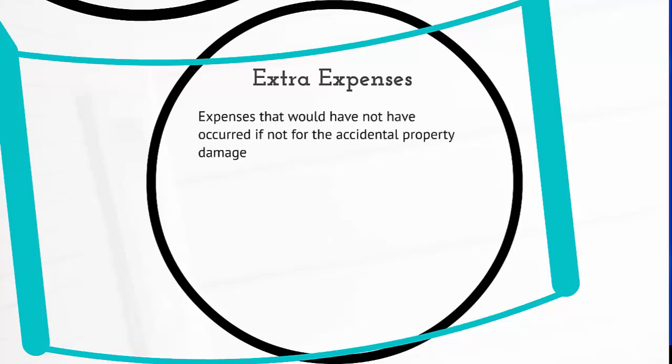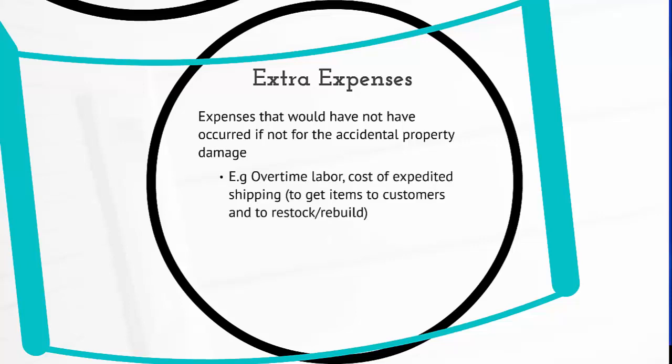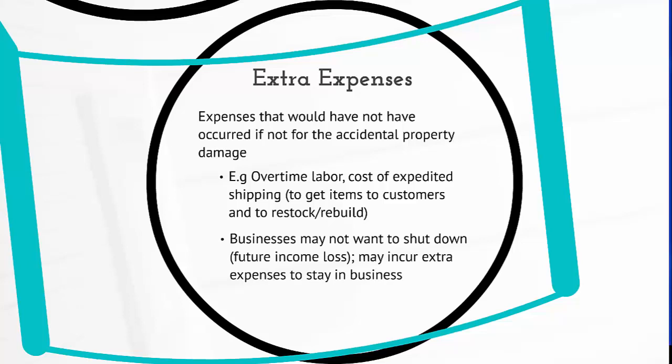Additionally, a business income policy covers extra expenses. These are expenses that would not have occurred if not for the accidental property damage. For example, overtime labor that you might incur to pay employees to restock shelves or make sure orders get filled because of a short downtime, and the cost of expedited shipping for the same reasons. Businesses may not want to shut down because of future income loss, so they may incur extra expenses just to stay in business. Many times the business might lose customers if there's even a short period of downtime.